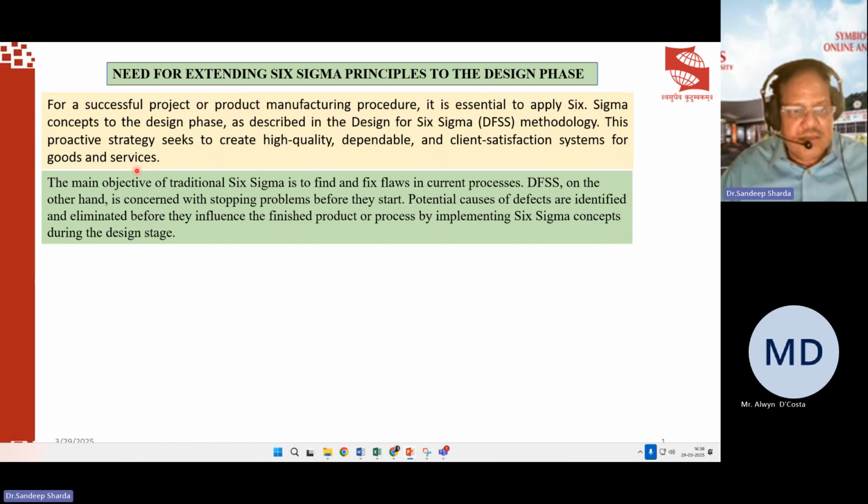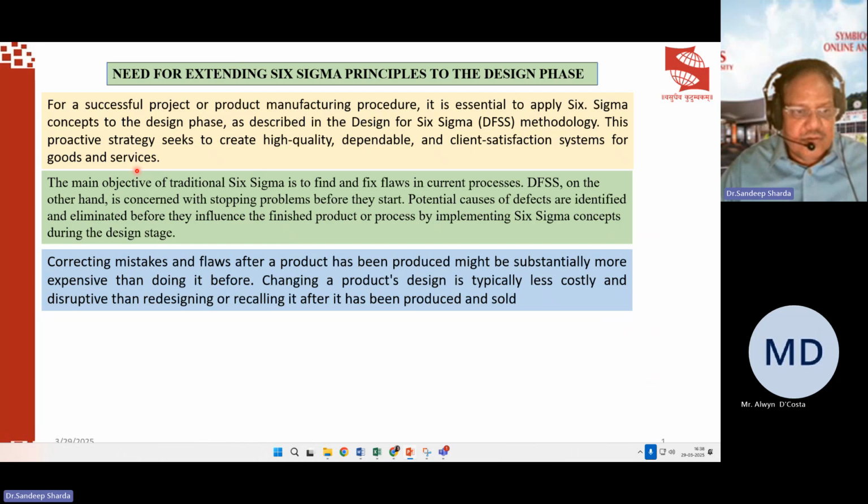DFSS, on the other hand, is concerned with stopping the problems before they start. Potential causes of defects are identified and eliminated before they influence the finished product or the processes, by implementing the Six Sigma concept during the design phase. So correcting mistakes and flaws after a product has been produced might be substantially more expensive than doing it before. Changing a product design is typically less costly and disruptive than redesigning and recalling it after production and sale.